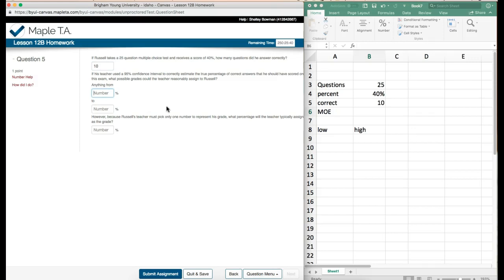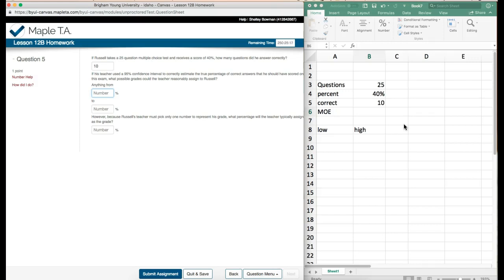Now, assuming his teacher doesn't know what his score is, if the teacher used a 95% confidence interval to correctly estimate the true percentage of correct answers that he should have scored on this exam, what possible grades could the teacher reasonably assign to Russell? Kind of a silly question, but we're going to just go with the flow.